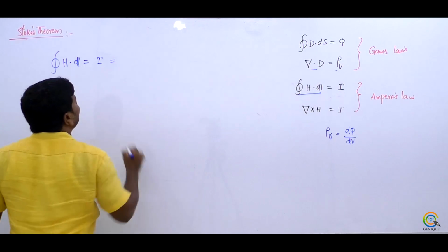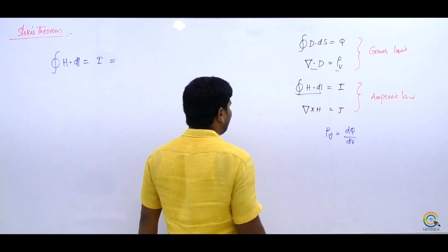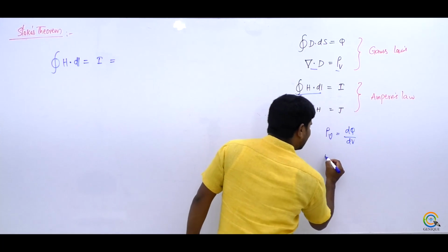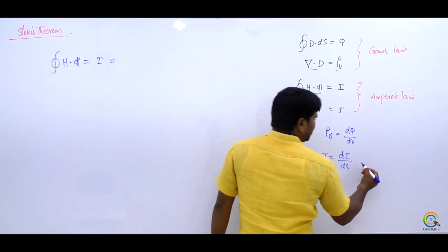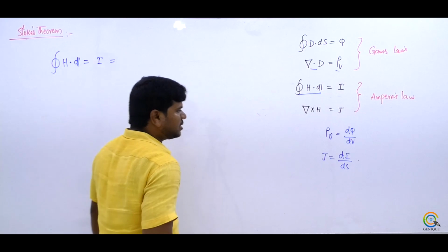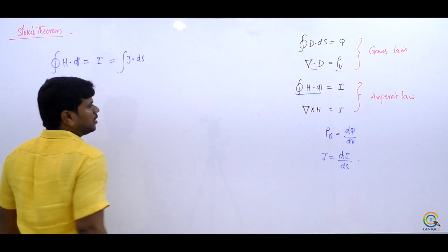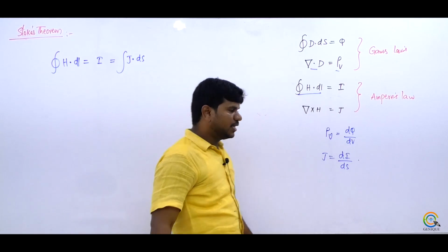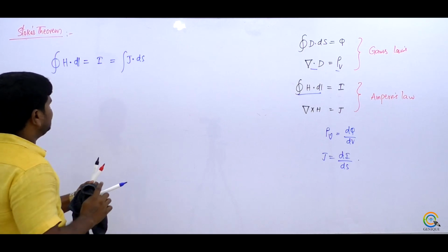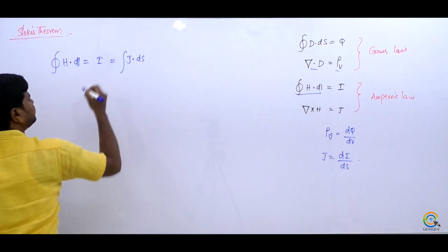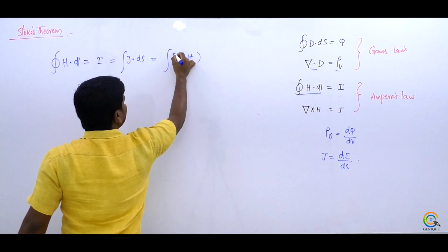I am relating this I by using the current density. What is J? J can be written as dI by dS. From this, what can I write? I as integral J dot dS. Here I am writing the open surface; it is the open surface integral J dot dS, which is very, very important. So from this, the J can be written as del cross H dot dS.